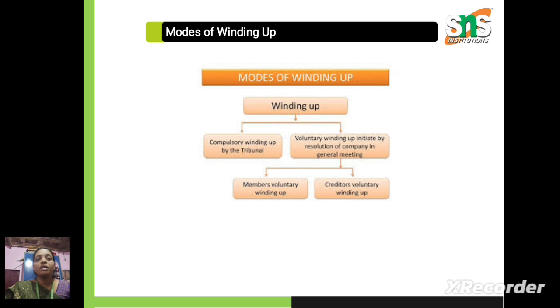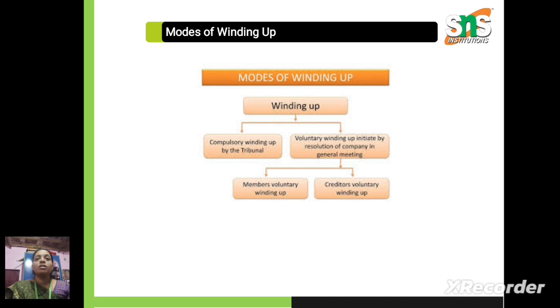Members' voluntary winding up was the route for solvent companies, as opposed to insolvent ones. The directors submitted a declaration of solvency to the registrar. Insolvent companies, on the other hand, used creditors' voluntary winding up when directors failed to make a declaration of solvency. This distinction was abolished by the Companies Act of 2013. There can be no voluntary winding up under the 2013 Act if the declaration of solvency is not made.